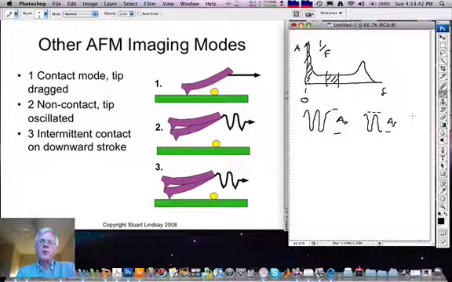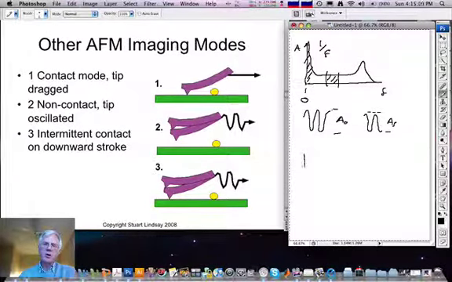So the problem with this is that if in fact the probe should accidentally contact the surface because of roughness, rapid changes in height of the surface, it will stick to it with an adhesion force that can be very large, and then no amount of oscillation of the probe will pull it off the surface again. A solution to this is shown in 3, which is intermittent contact or tapping mode.